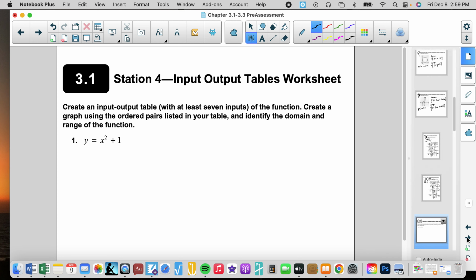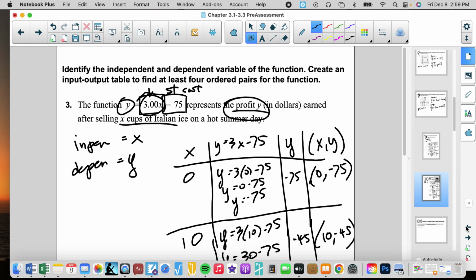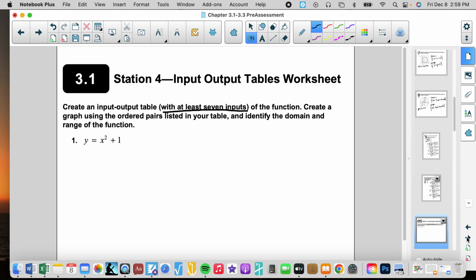Station 4, input-output tables worksheet. All right, this one's going to take a little bit more time because it says at least 7 inputs. Yikes. Create an input-output table of the function. Create a graph using the ordered pairs listed in your table and identify the domain and range of the function. Okay. We didn't have to do that on this for ordered pairs. We didn't have to graph it.